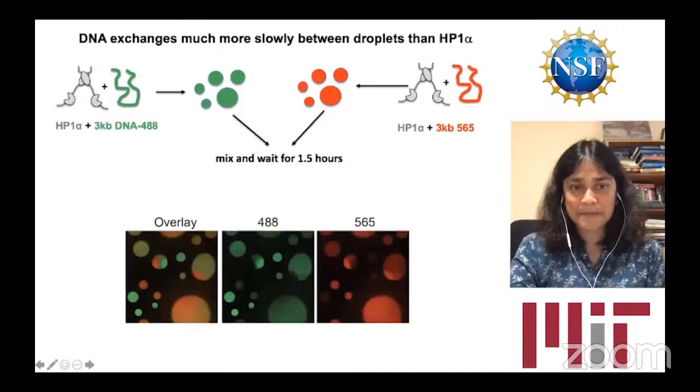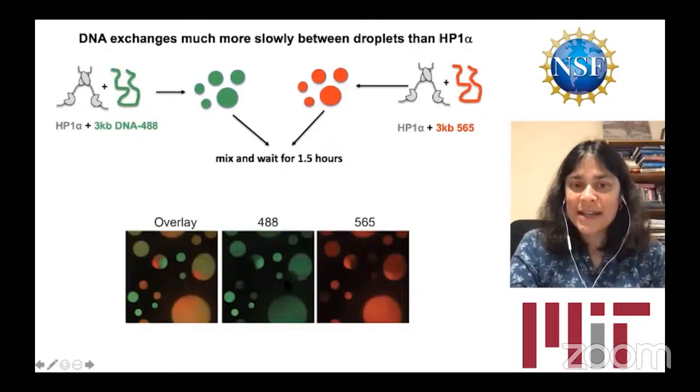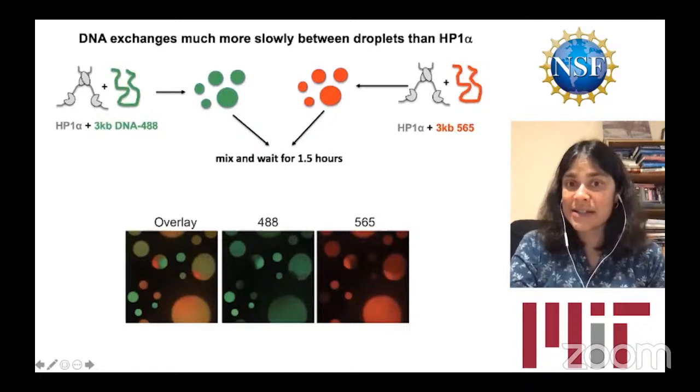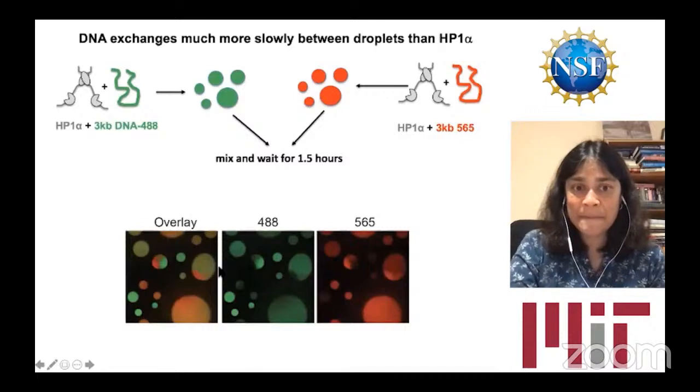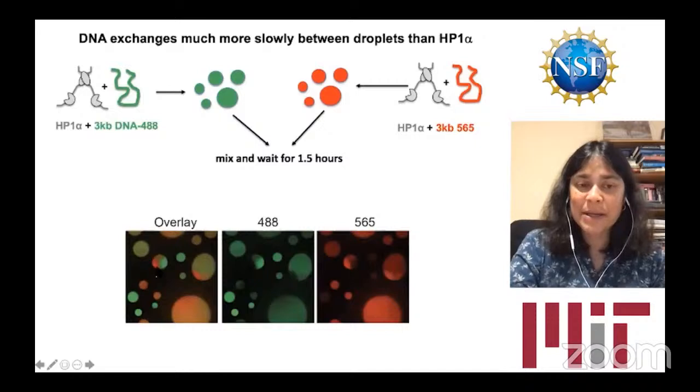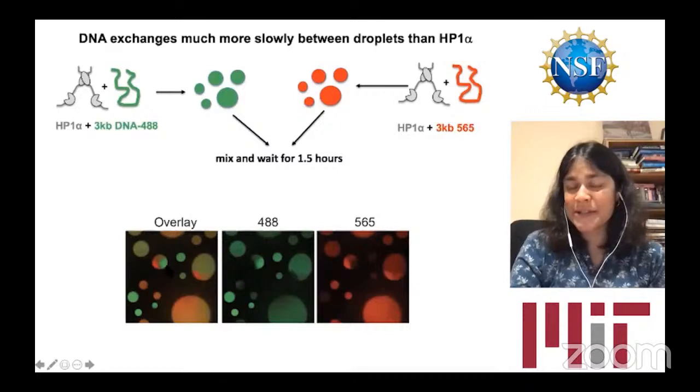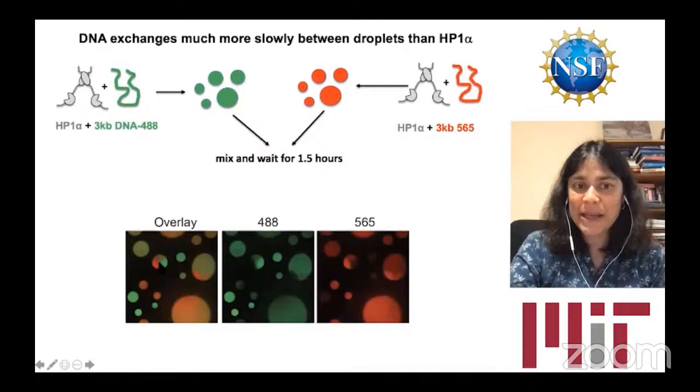And this is what she sees. Okay. This is after waiting for 1.5 hours. She sees that most droplets are either red or green, and in all the droplets that fuse, the DNA remains in its territories largely. And this is again on the order of several minutes and up to an hour and a half. Okay. So what she sees is that, for example, you can look here, this droplet has been formed by the fusion of a red droplet and a green droplet. Okay. We know from the previous experiment that HP1 molecules have rapidly exchanged, yet the DNA remains in its territory.